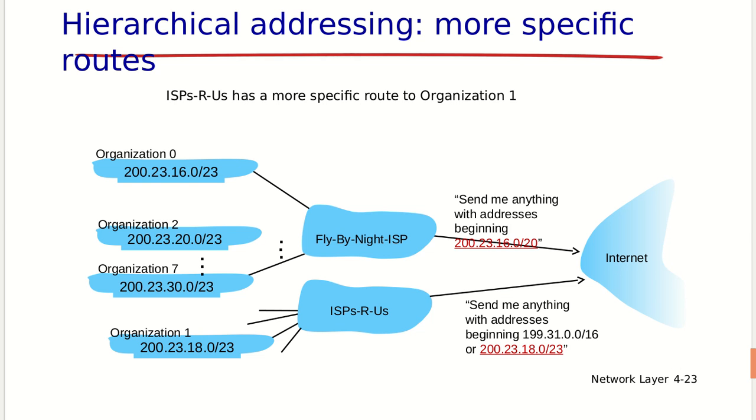But if you have multiple organizations connected to this ISPs-R-Us, then instead of putting an entry for each one of them in the routers in the internet, you can basically use something like 199.31.0.0/16, which is going to cover the entire IP address range for all the organizations which are connected to ISPs-R-Us. So whenever somebody from the internet wants to send something, one single entry is going to be sufficient to cover all of these organizations, and the packet can easily arrive at ISPs-R-Us. Then the routers inside ISPs-R-Us are going to figure out which particular organization or subnetwork this packet needs to be forwarded to.